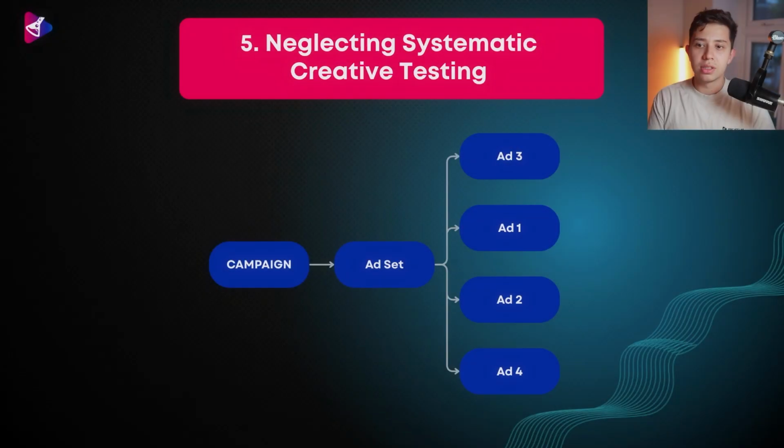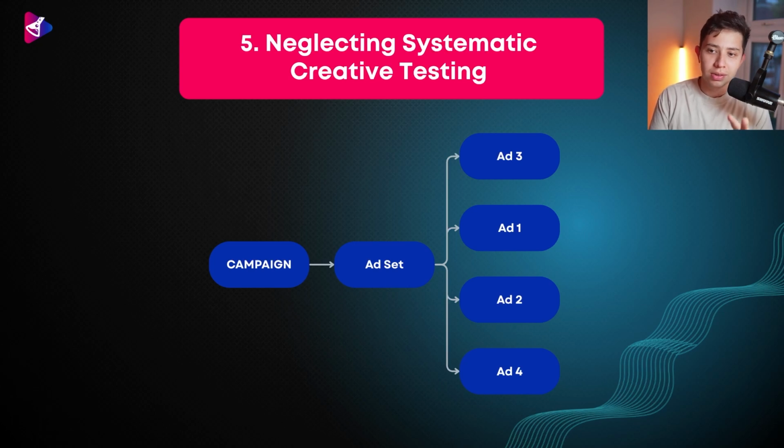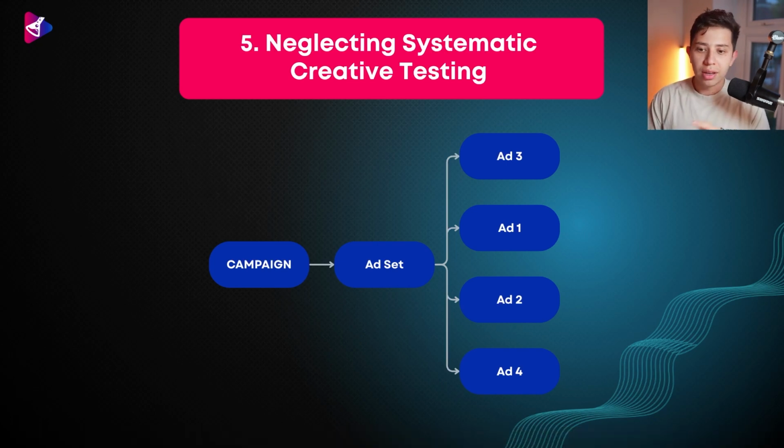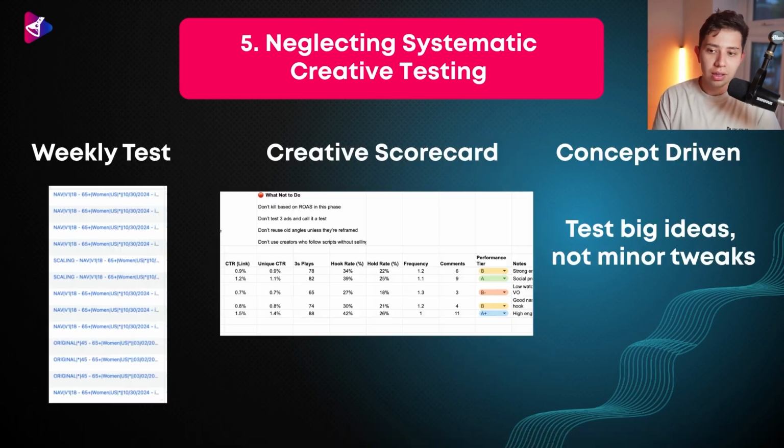And the last one is just neglecting systematic creative testing. Most brands think that you can run a campaign, add some ads, and guys, look, we're creative testing. No, that is not how you do creative testing. You need to be doing what we do, which is weekly tests, anywhere from 6 to 12 ads per week, having a creative scorecard to know which creatives are strong, which ones matched our hypotheses, and which ones didn't, and start to test big ideas, not just minor tweaks, not one video, 5 hooks, instead 5 different concepts, and see which concept is the one that aligns with the most.